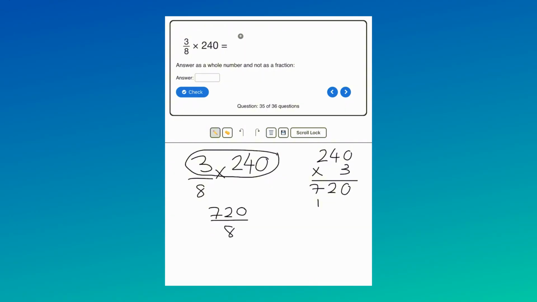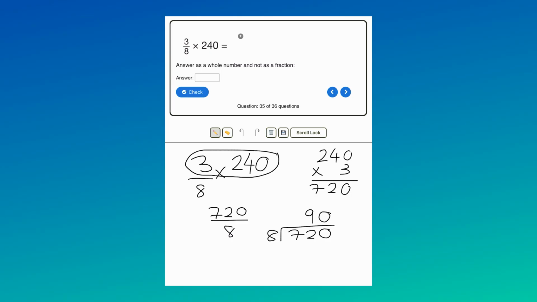So now I need to do 720 divided by 8. So let me do my bus stop method. 8's into 72. You should know your 8 times table, and the answer is 9. Then you put your 0, so the answer is 90.